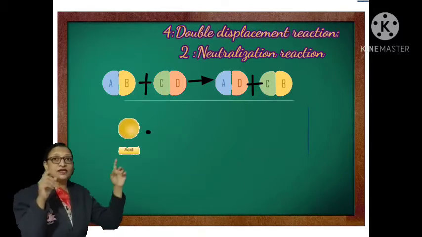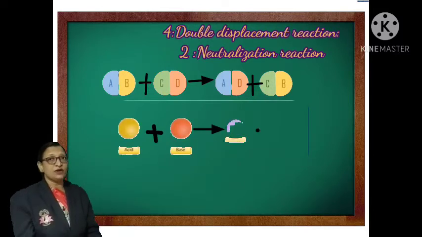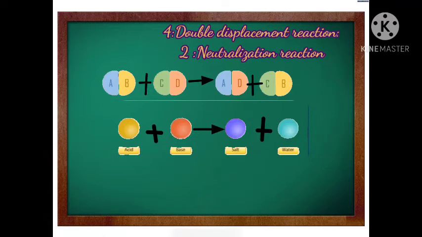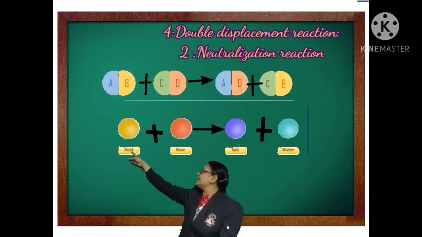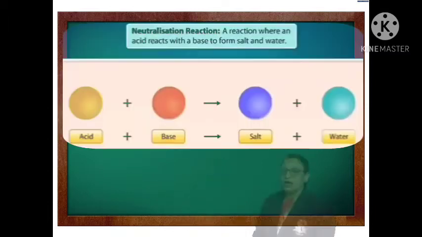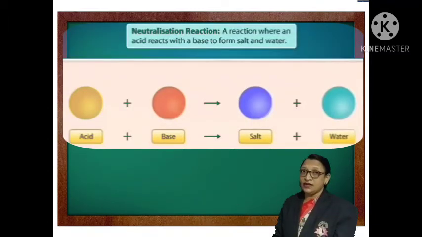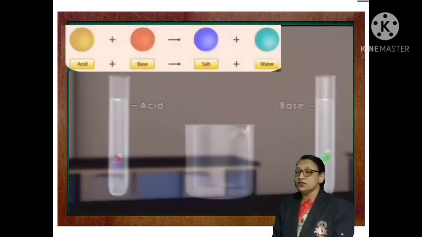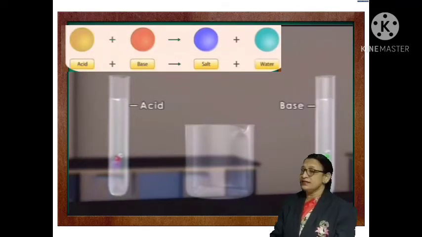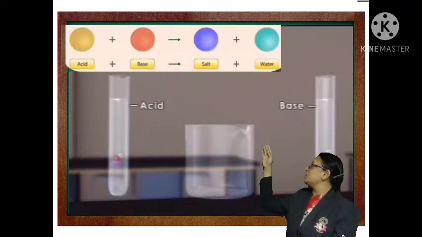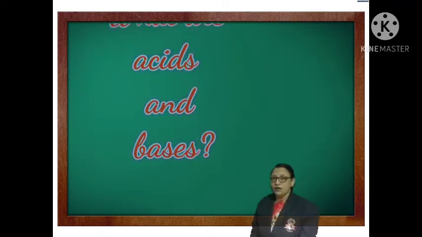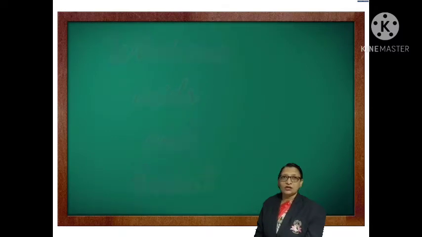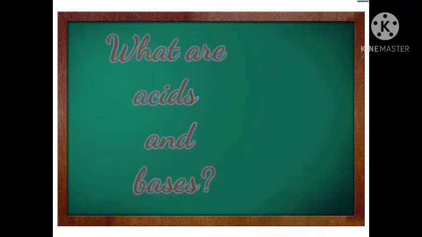Neutralization reactions are a special type of reaction that takes place between acids and bases. On reacting, acids and bases give salt and water. In general, we can represent the reaction as acid reacts with base gives salt and water. Now dear students, let us revise what acids and bases are.